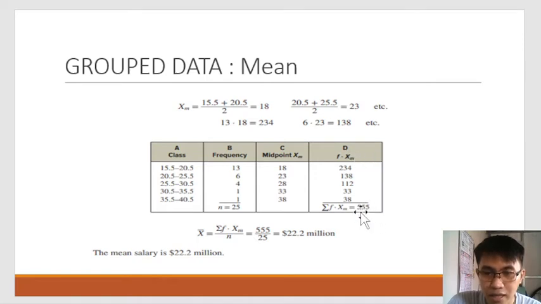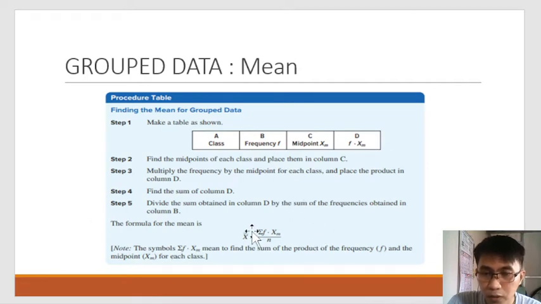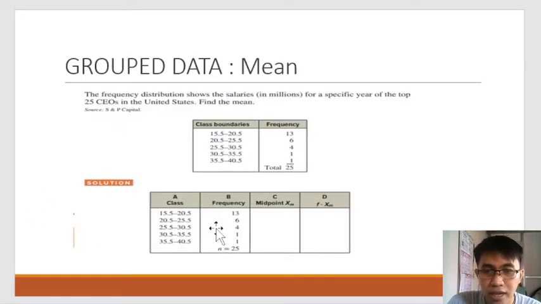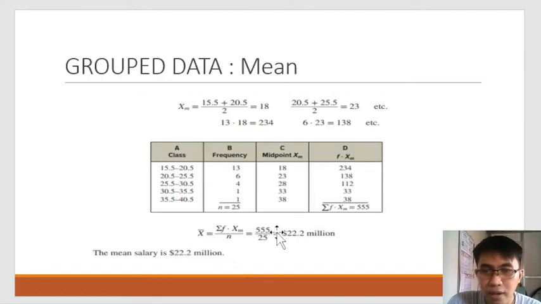So, i-add lang po natin itong column D. So, that is 555. So, 555 is gamitin na po natin yung ibinigay sa ating formula. Yung summation ng F times the midpoint divided by N. Yung N po natin is 25. So, therefore, 555 divided by 25 is 22.2 million. That would be the mean for this group data. 22.2 million.